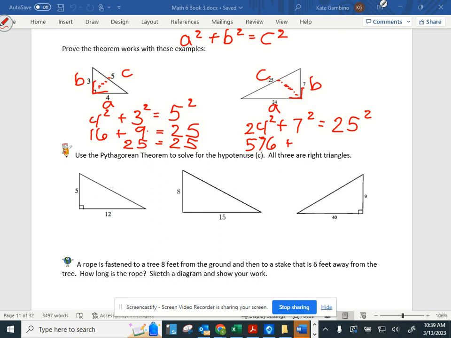Plus 7 squared. That one I can do in my head. What is 7 squared? 7 times 7. Which is what? 49. 49. I did it. And Nolan, do you remember what 25 squared was? 625. 625. So now we're going to see, is this true? Is 576 plus 49, does that equal 625? Yes. It does. Wow, that actually works. It does actually work. Mind blowing.